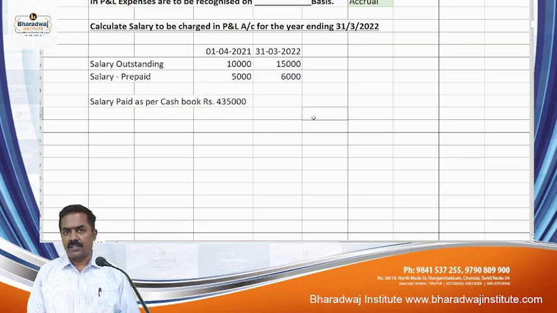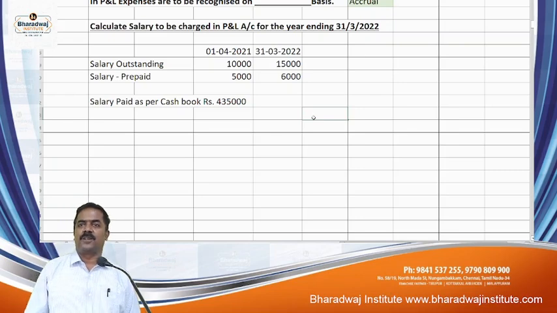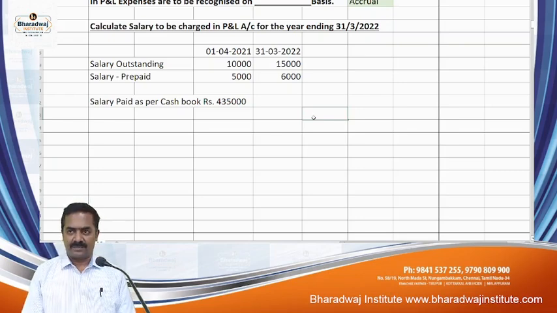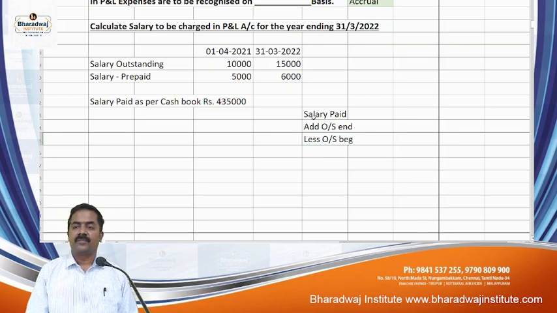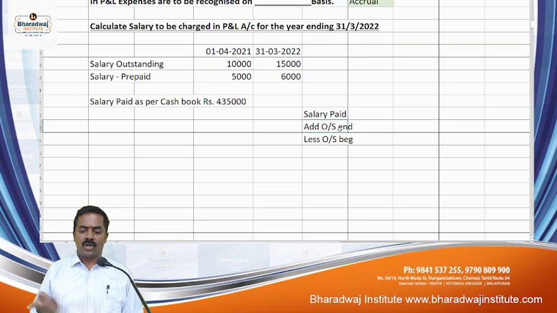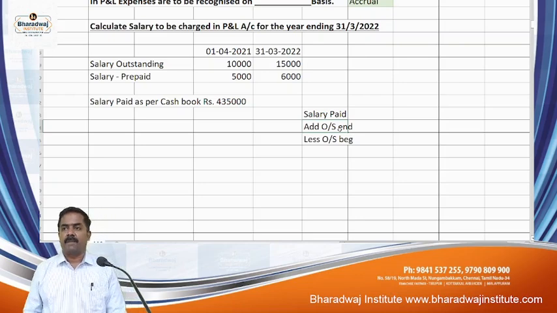4,35,000. This is not from your foundation or college. This is from your plus 1 and plus 2 knowledge. What will you do? Salary paid. What you will add? Add outstanding at the end, less outstanding at the beginning. Why are you adding outstanding at the end? It belongs to which year? Current year. Why are you eliminating outstanding at the beginning? Previous year, so we eliminate.